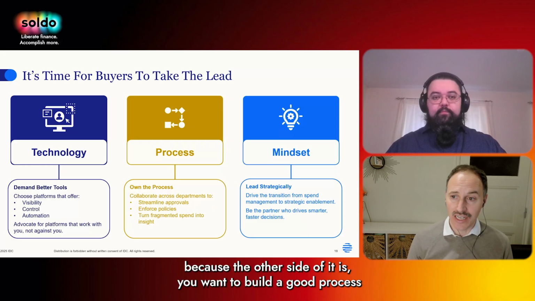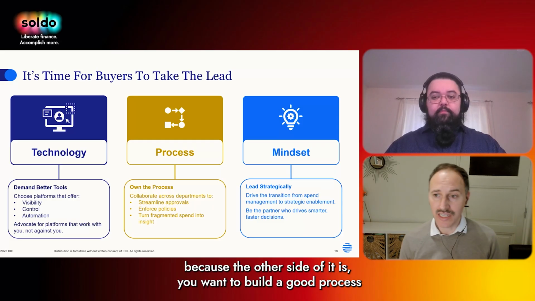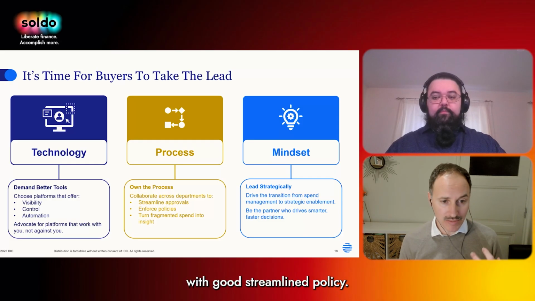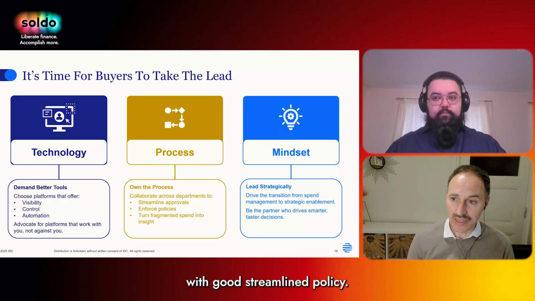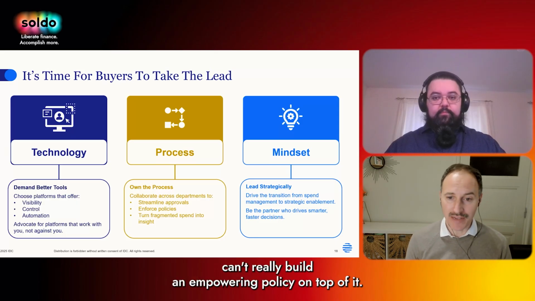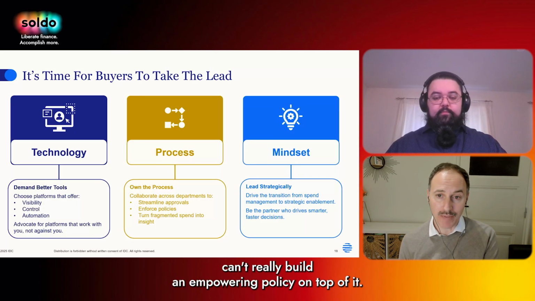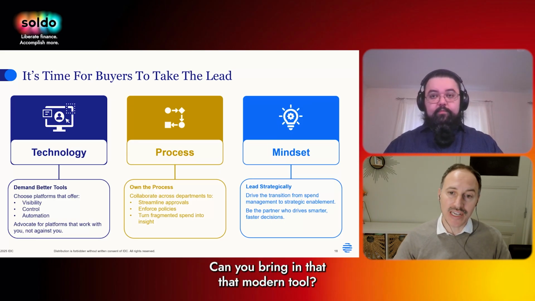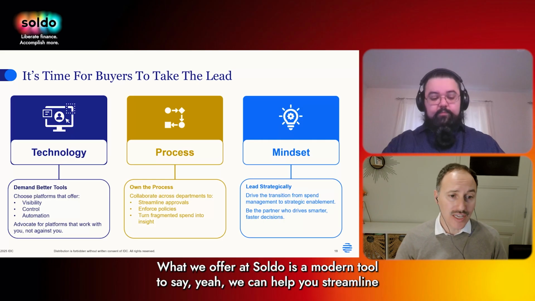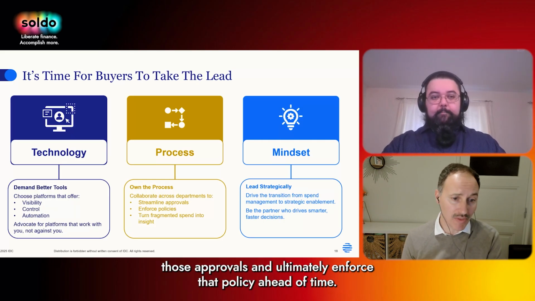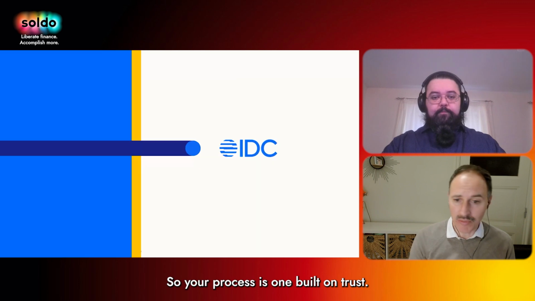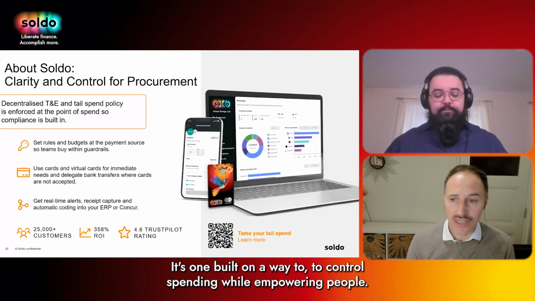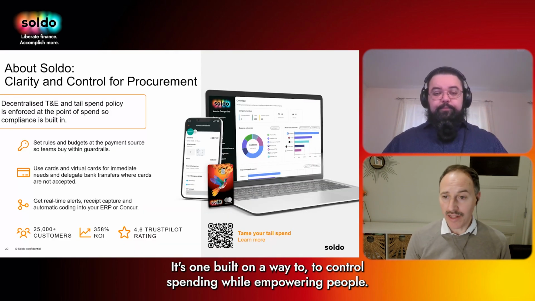Because the other side of it is, you want to build a good process and you want to empower these people with streamlined approvals, with good policy. But if you don't trust the people, you can't really build an empowering policy on top of it. So how do you help build trust with a policy that's going to build in guardrails? Can you bring in that modern tool? What we offer at Soldo is a modern tool to say, yeah, we can help you streamline those approvals and ultimately enforce that policy ahead of time. So your process is one built on trust. It's one built on a way to control spending while empowering people.